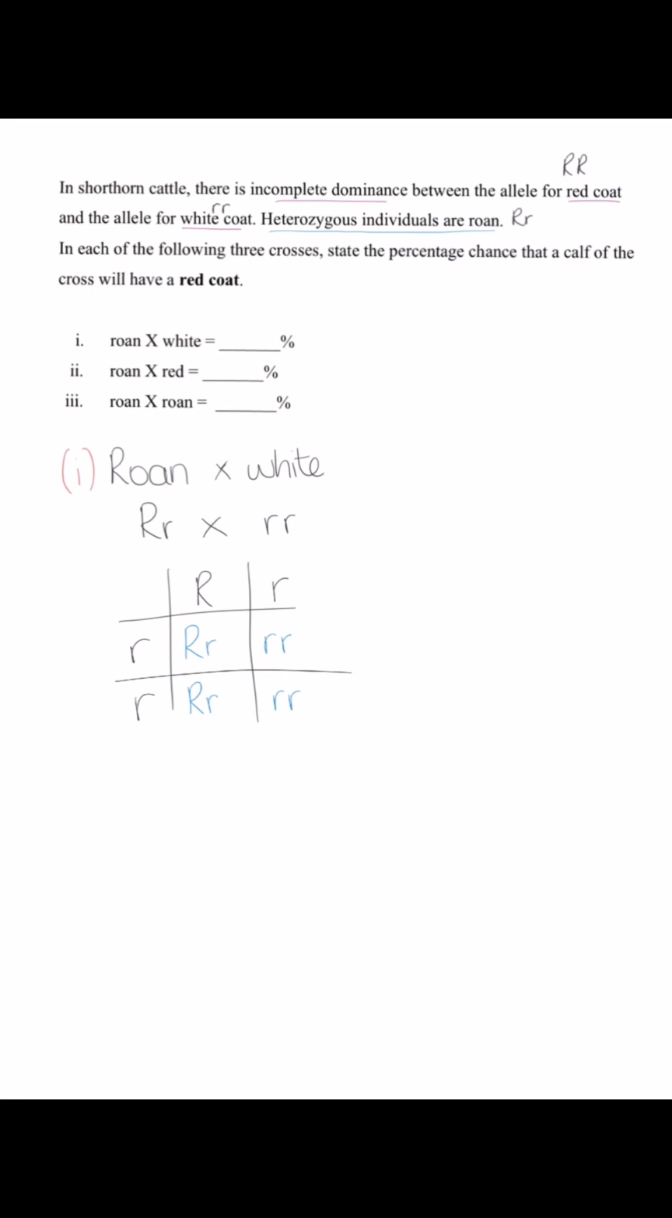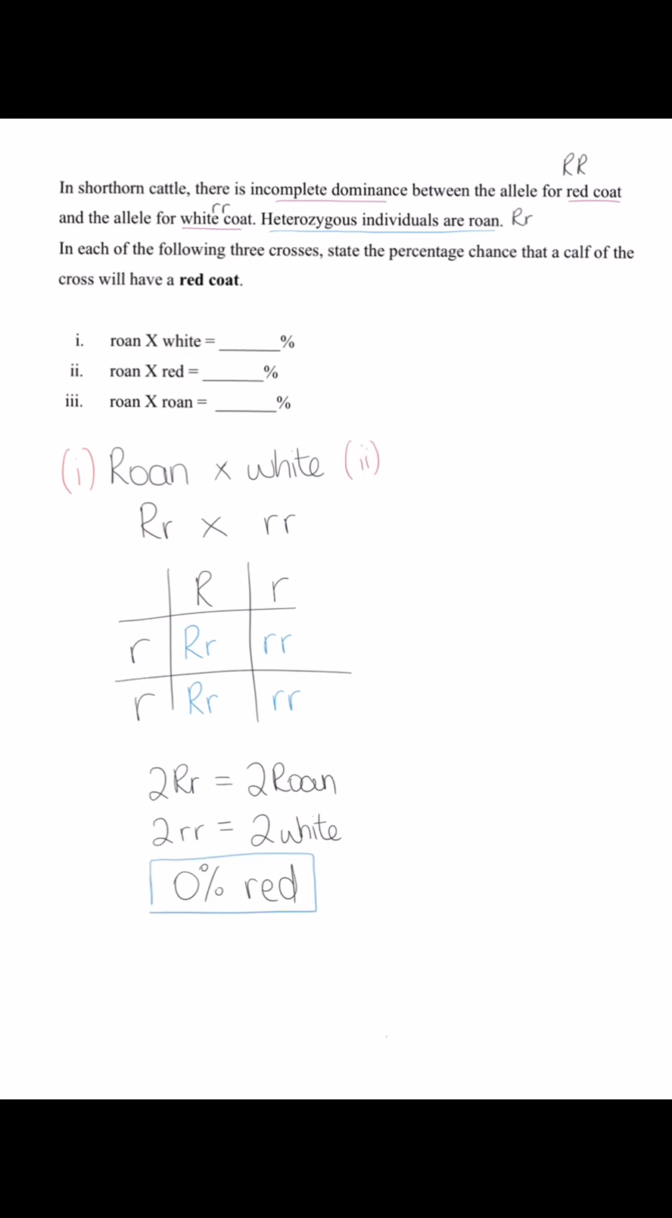So the question asked, what is the percentage chance that the calf of the cross will have a red coat? Before I do that, I'm going to write down what my phenotypes are. I have two capital R small rs and I have two small r small rs. So the capital and small is 2 roan, and the two smalls are 2 white. So what is the percent chance that the calf will have a red coat? It is a 0% chance of being red.